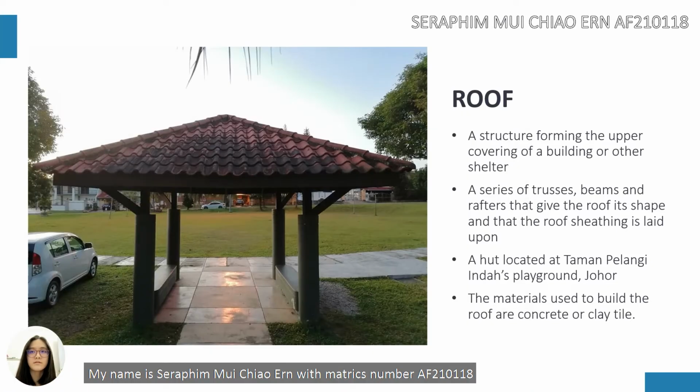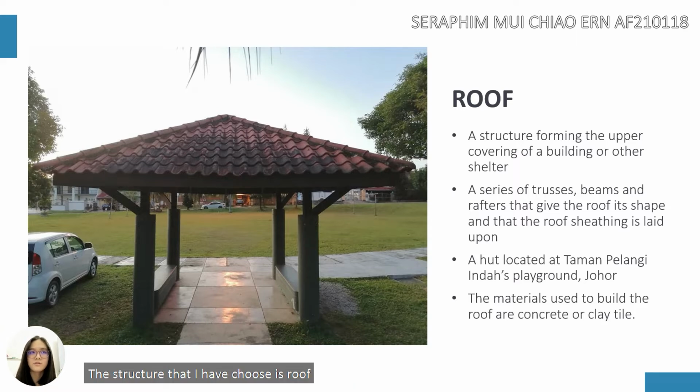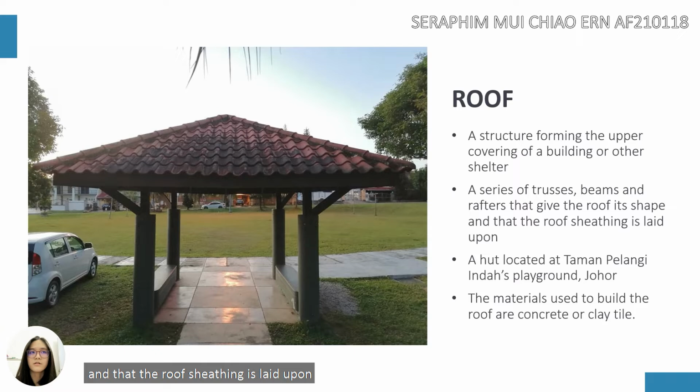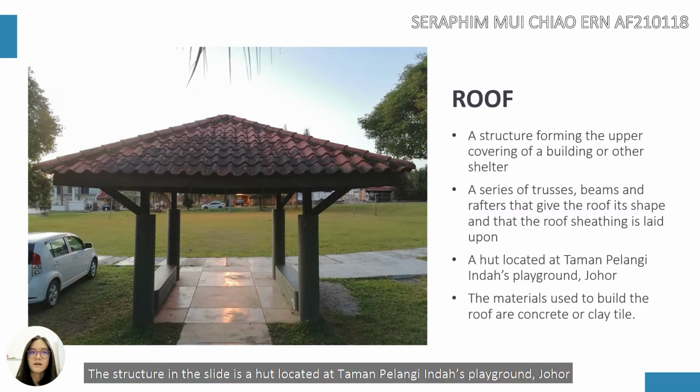My name is Seraphim Moy Chao En with matrix number AF210118. The structure that I have chosen is roof. Roof is a structure forming the upper covering of a building or other shelter. The structure is a series of trusses, beams, and rafters that give the roof its shape and that the roof sheathing is laid upon. The structure in the slide is a hut located at Taman Pelangi Indas Playground, Johor, and the materials used to build the roof are concrete or clay tile.